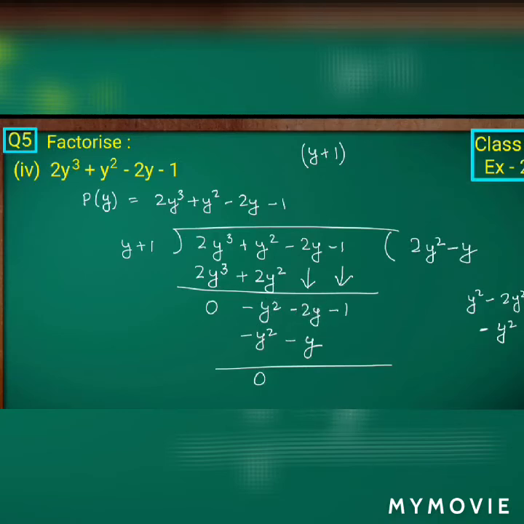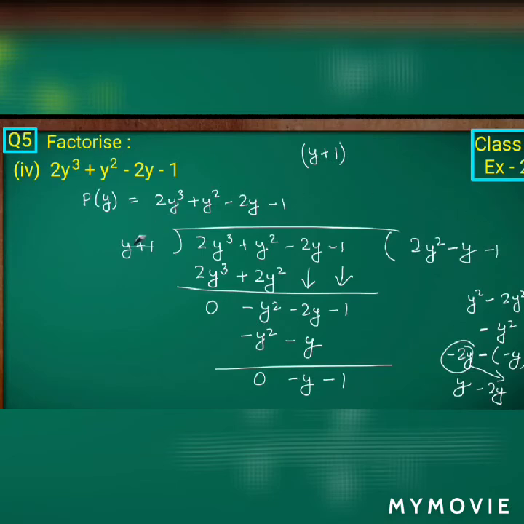So minus 2y, minus of minus y becomes plus y. That is minus 2y plus y, which gives minus y. Are you getting it? Minus y. So I'll take the next term down. Again minus y by y gives minus 1, so I have to take minus 1.